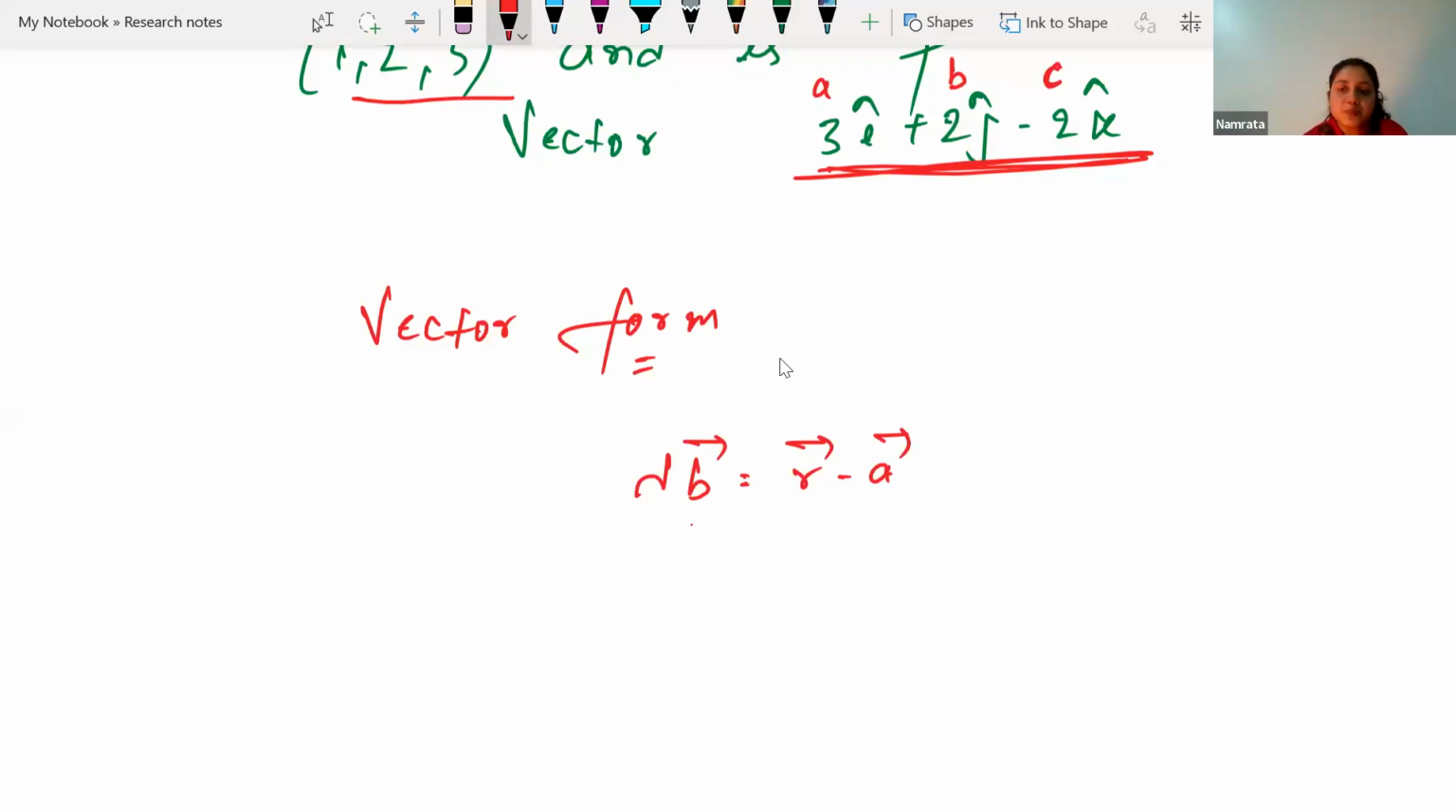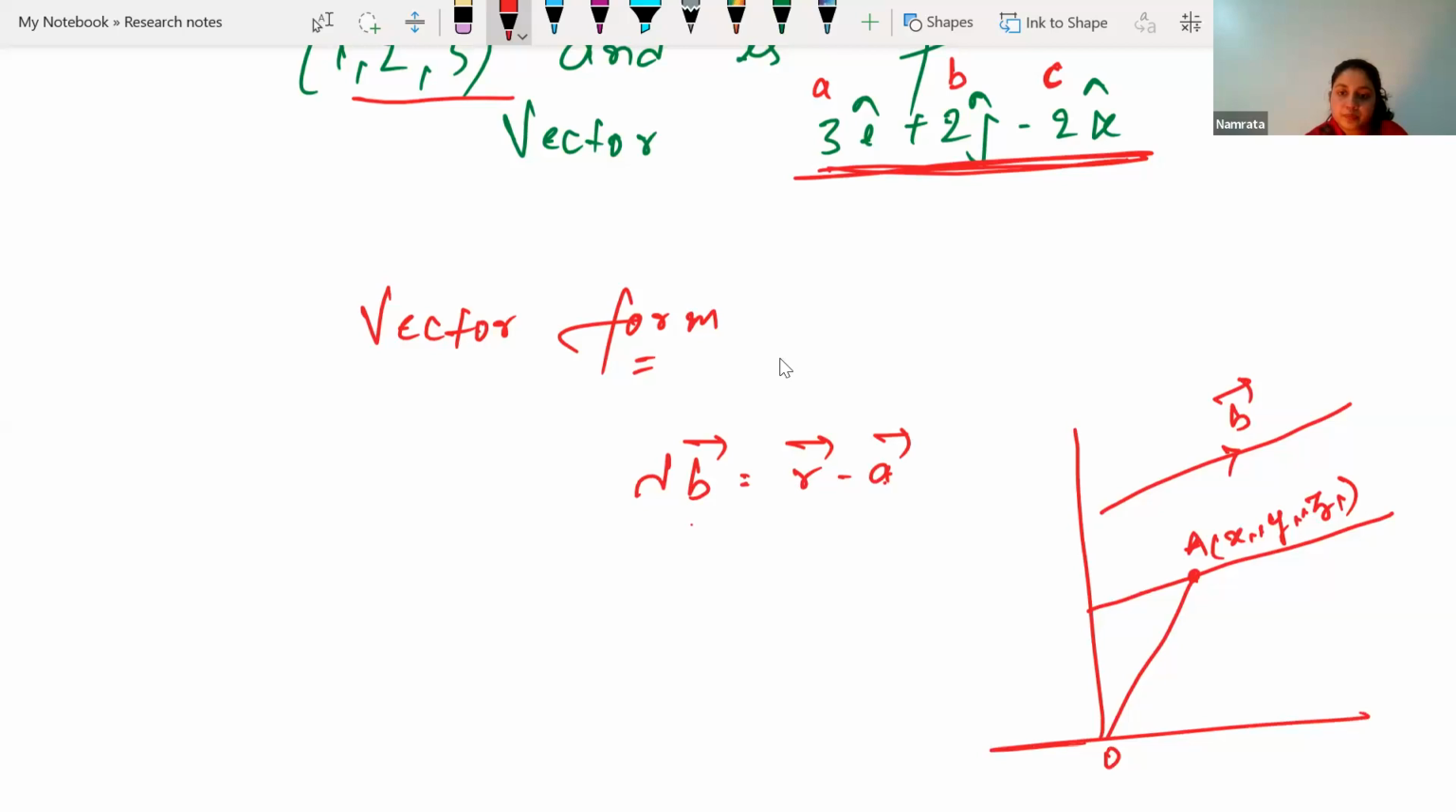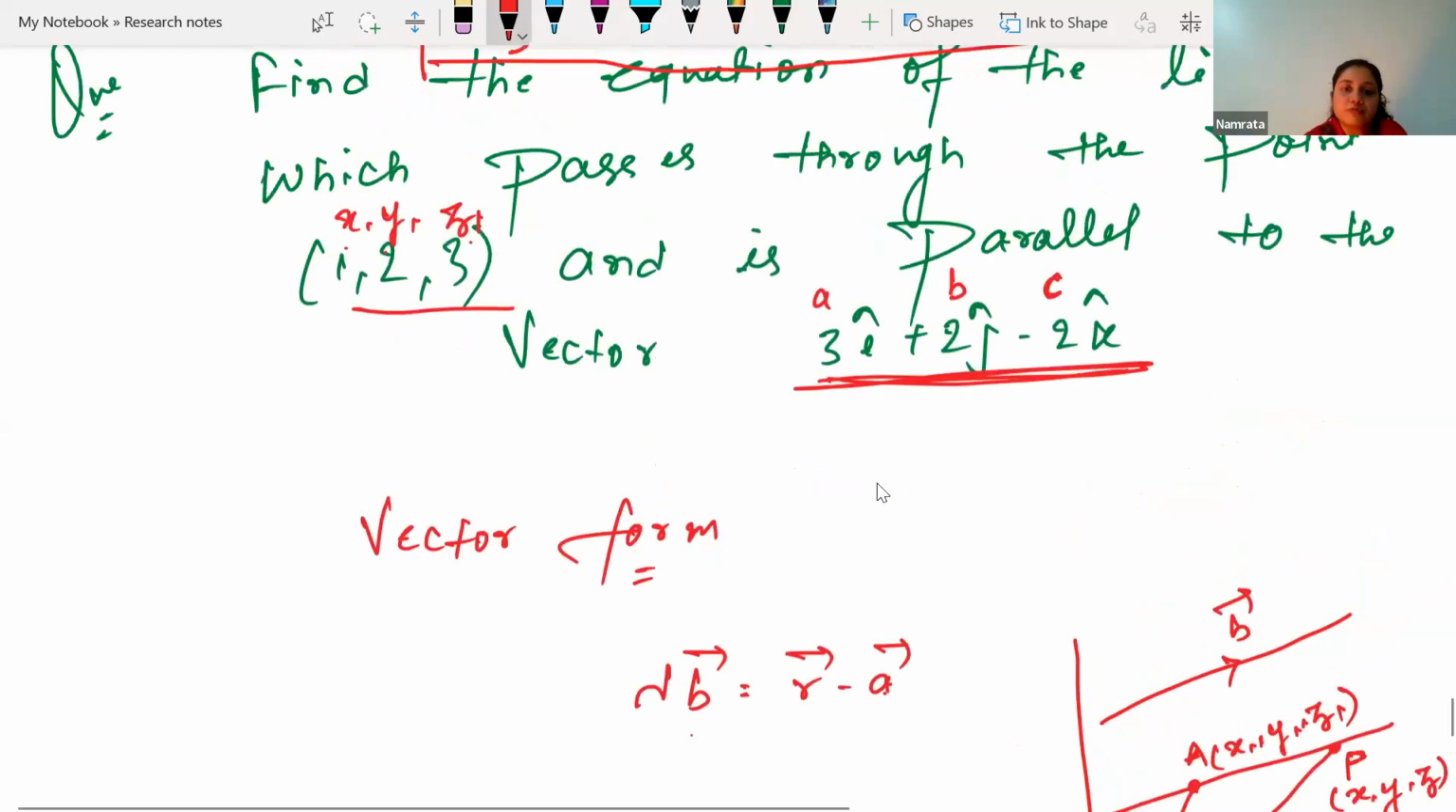So here, what was b? b was the parallel line. What was a? a was the position vector of the point A. It was x1, y1, z1, and a is the position vector from the origin. So lambda b is equal to r minus a. What was r? r was a random point P on the line, and its coordinates we have taken as x, y, z. So these things must be clear to you. This is a, this is r, and this is b. So the vector form we have to write.